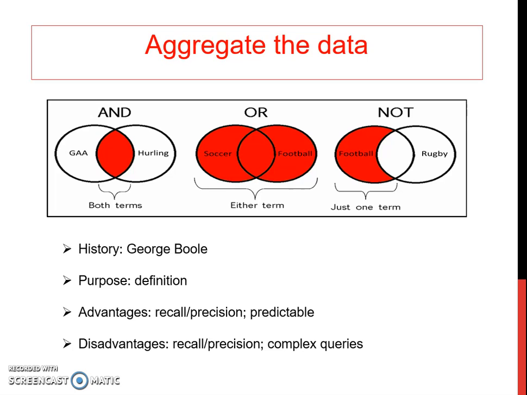One thing that does remain constant is that it's predictable, in the sense that if we're doing an OR search, then we know that it's going to search either term. It's not going to always search for both terms. It's an either-or type scenario.